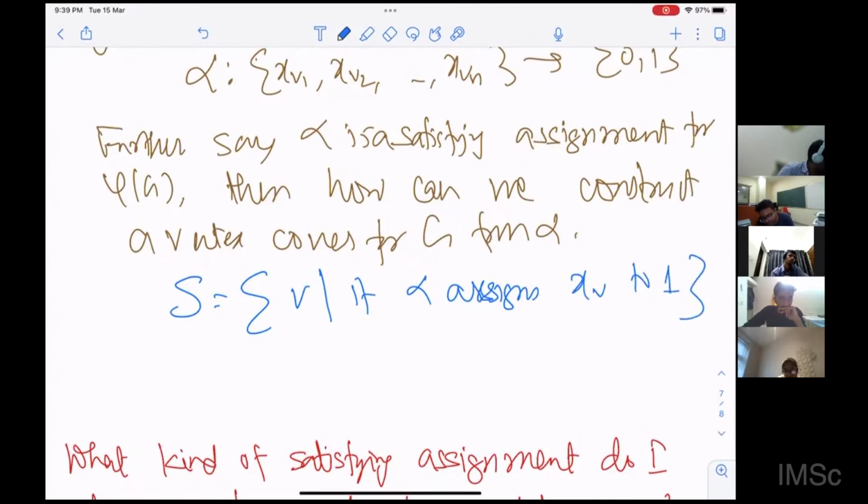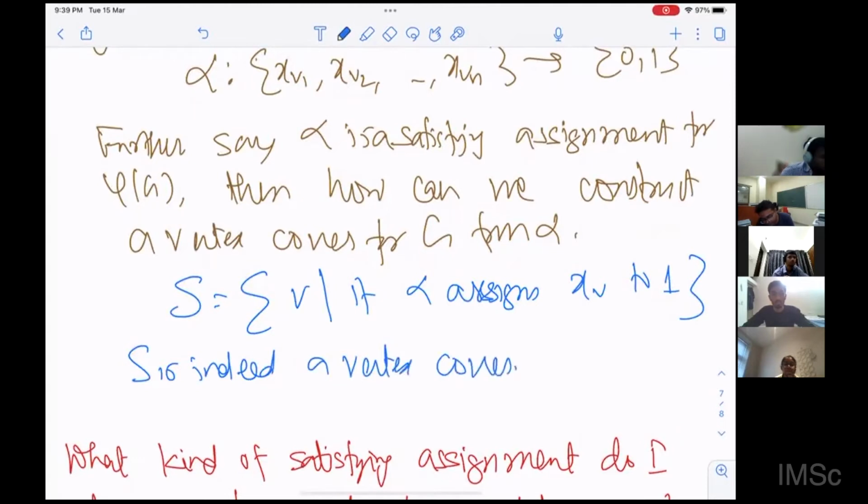Do you agree? Now, all of you agree that S is indeed a vertex cover. Why? Because look at any edge. It has a clause XU or XV, and one of those variables must have been set to 1. Otherwise, your phi g is not satisfiable, right? So it is indeed true that S is a vertex cover. Is that right? Okay, good.